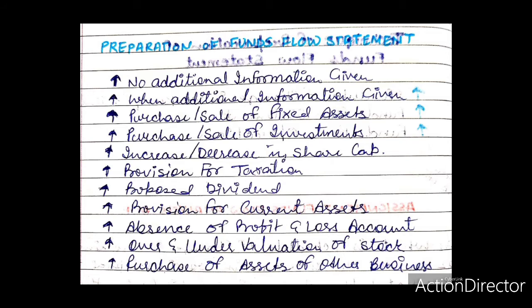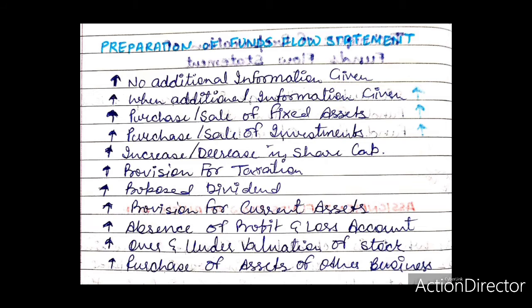But it should be kept in view that such additional information has no effect on the schedule of working capital changes. Hence, it is not necessary to consider such additional information while preparing this schedule. In case balance sheets for two dates, P&L account for the year, and some additional information are provided, the following steps should be taken to prepare funds flow statement.